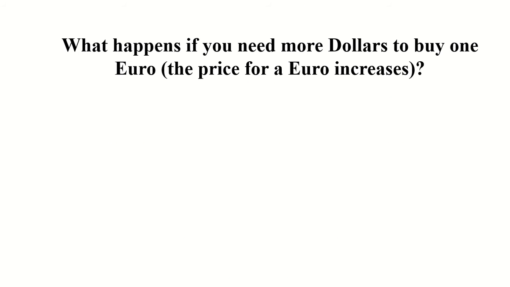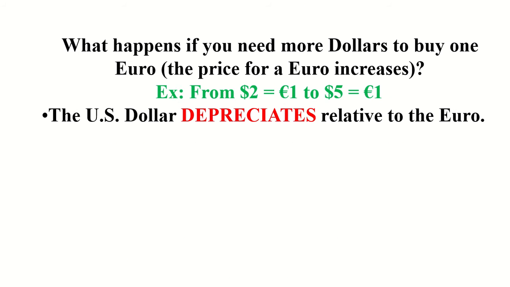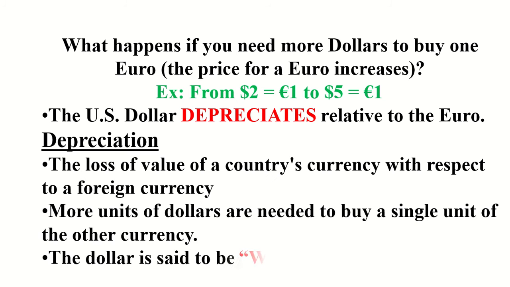So what happens if you need more dollars to buy a euro? It goes from 2 to 1, so now it's 5 to 1. So we say the US dollar depreciates relative to the euro. It becomes weaker. And I'm going to go through these slides quickly. I'm assuming that you'll pause them when you need to and write down what you need to, or at least take in what you need to. So I'm going to be going really fast, but you have the option to pause, of course.